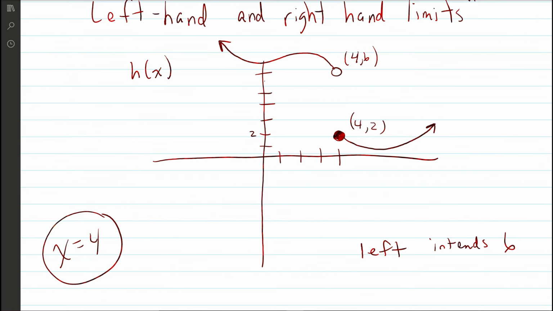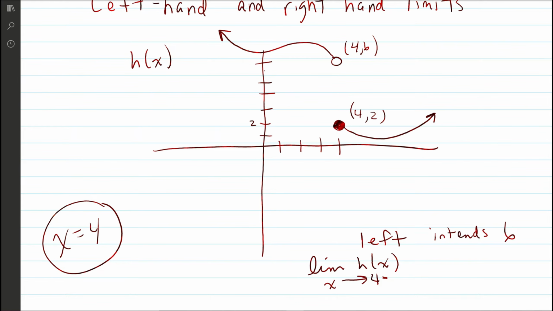So we can write down that we have the limit of h of x as x approaches 4, and it's from the left. So to the right of the number, we're going to use a minus sign to indicate we're coming from the left, and then it equals 6. So the limit of h of x as x approaches 4 from the left is 6, right?